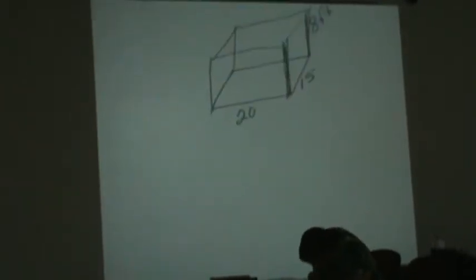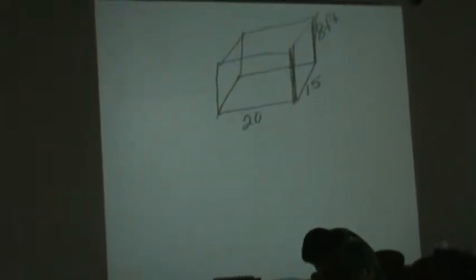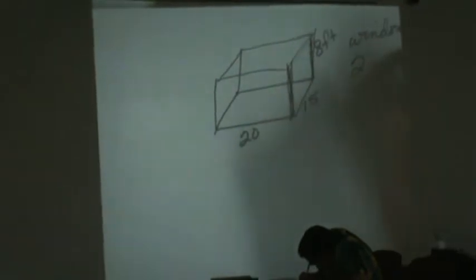Okay, it said that the ceiling's 8 feet above the floor, so these walls are 8 feet high. The room was 15 by 20. I'm not going to draw the windows and door in there because it would make it more confusing. But the windows, there are 2 of them that are 3 by 4, right?